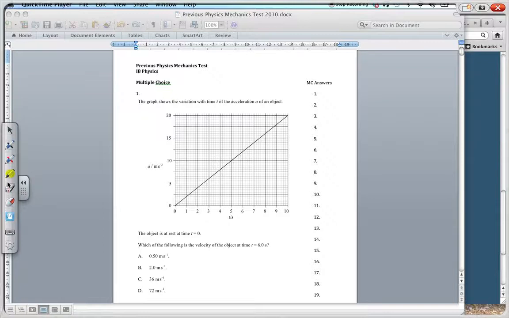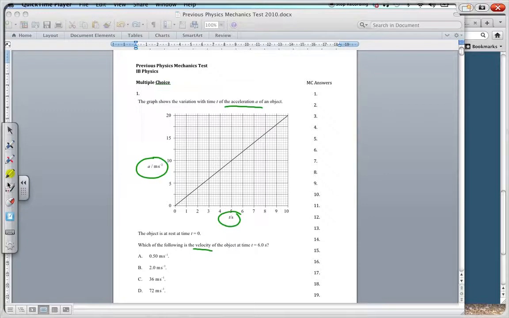So the first question here in the multiple choice: the graph shows the variation with time of the acceleration a of an object. So you've got your acceleration here and you've got your time here. The object is at rest at time t equals 0. Which of the following is the velocity of the object?